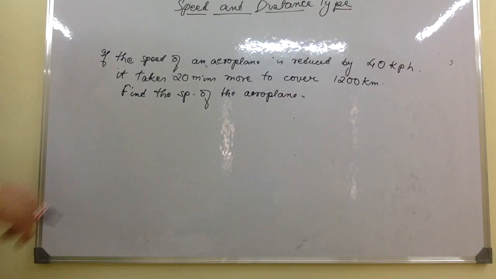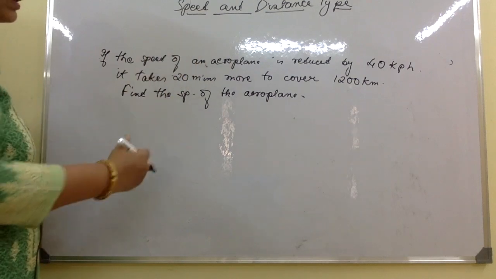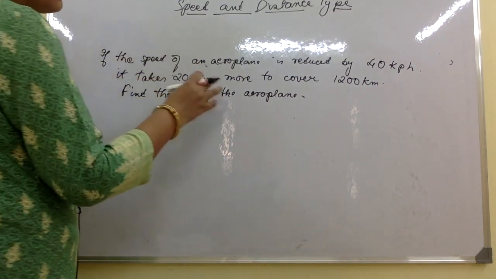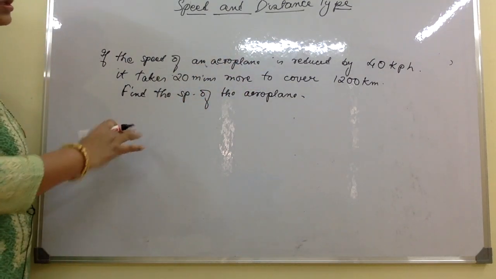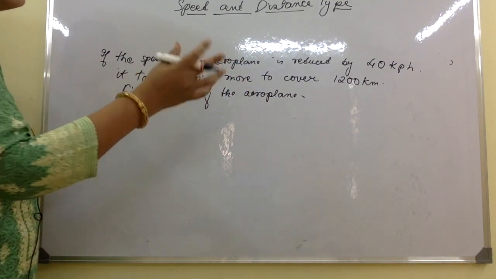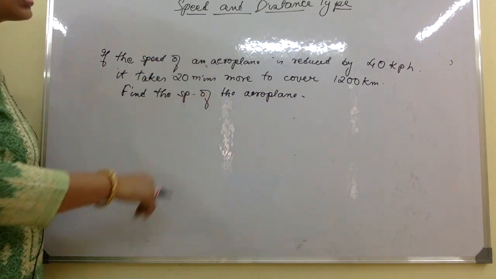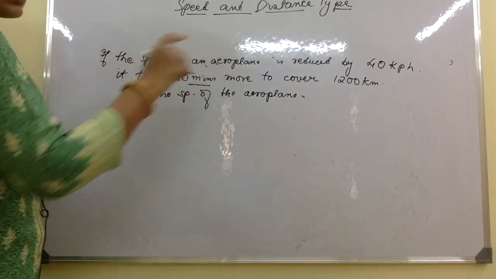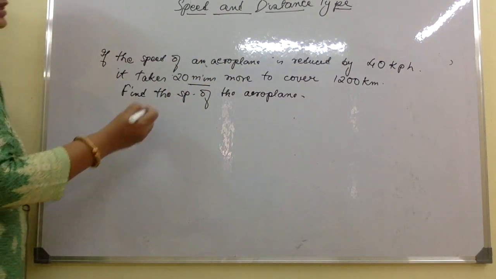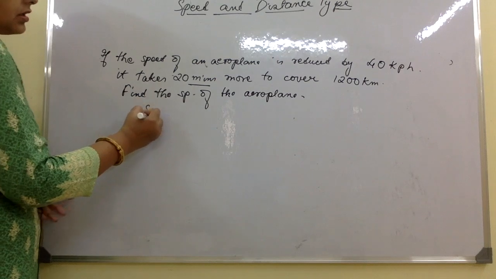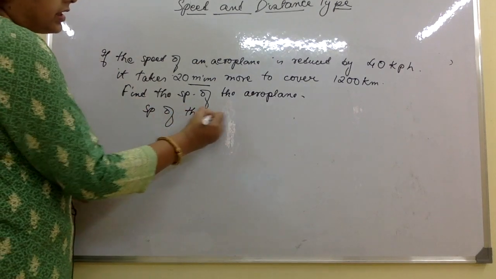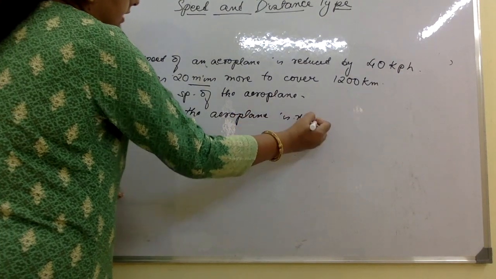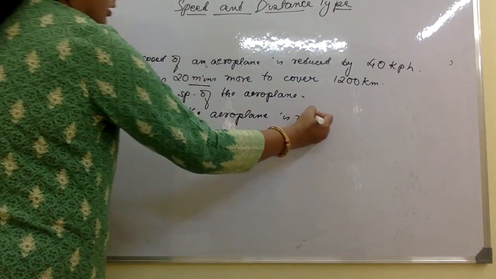So here in this question we have the speed of an aeroplane being reduced by 40. It takes 20 minutes more to cover 1200 kilometers, almost similar to the previous one. It is taking 20 minutes more because the speed has been reduced. Here also we have minutes and hours, we have to take care of that, and the distance is 1200. So let the speed of the aeroplane be x kph.